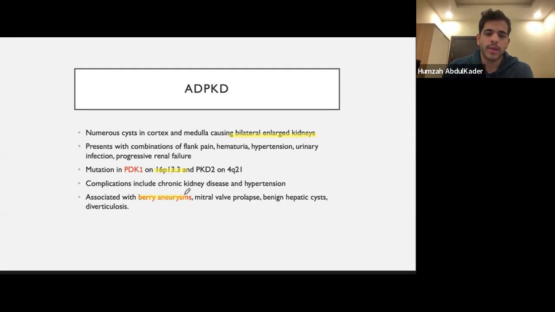Again, associated with berry aneurysms, mitral valve prolapse, hepatic cysts, and diverticulosis. So the most important one, in my opinion, is berry aneurysms, because that's the one that can lead to death, right? And then you also want to know the difference between autosomal dominant and autosomal recessive, right? Autosomal recessive is seen in children or infants, and autosomal dominant is seen in adults, right?